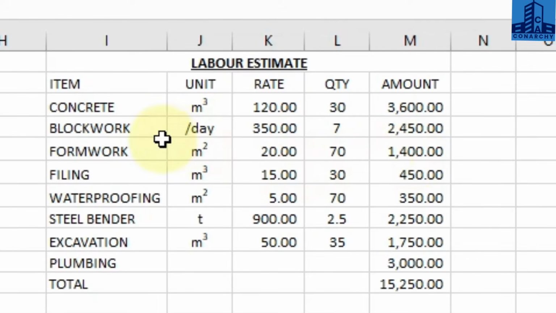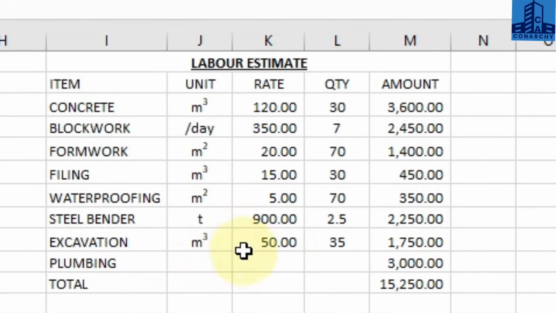And also we have formwork for the carpenter. It is per square meter, so you multiply the quantity by the rate. We also have filling. When they are supposed to do filling, we have the rate for that. Waterproofing paint, rate for that. Steel bender too is per ton. Per ton is taking 900 cedis. Based on the total tons of reinforcement, with this bit we have 2.5 tons. You just multiply by 900 cedis, or if it's 1,000 cedis or 800 cedis per ton, you multiply to get the amount for the steel bender.